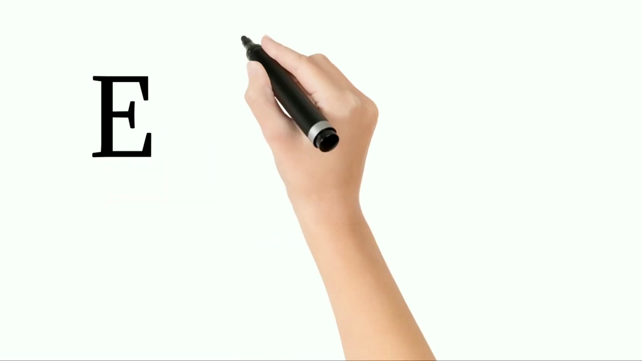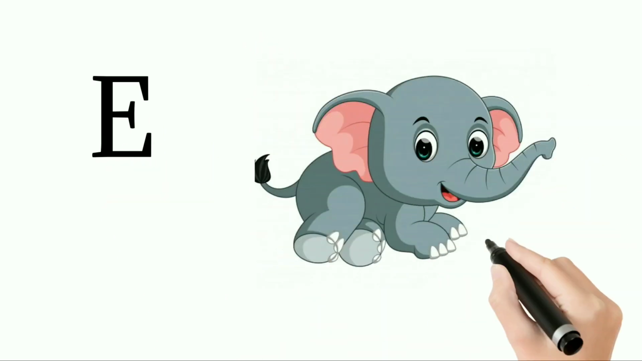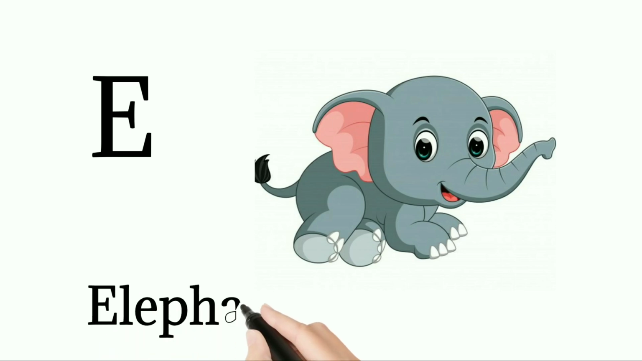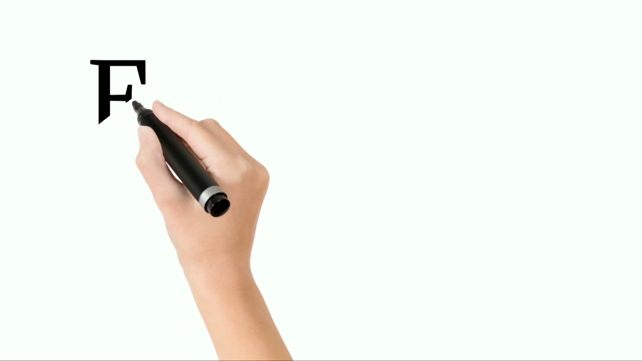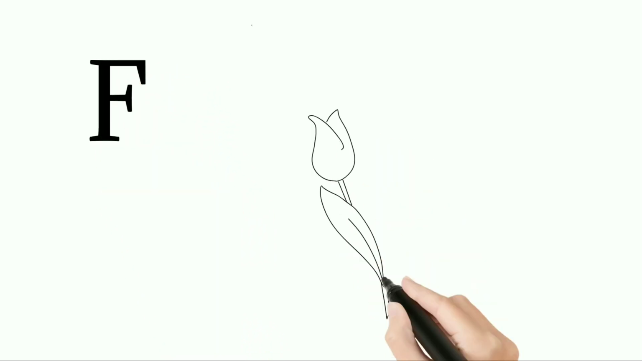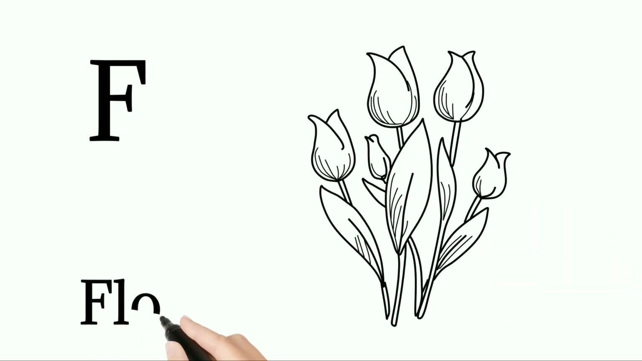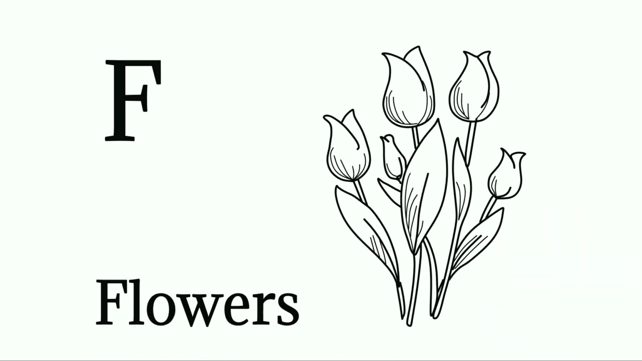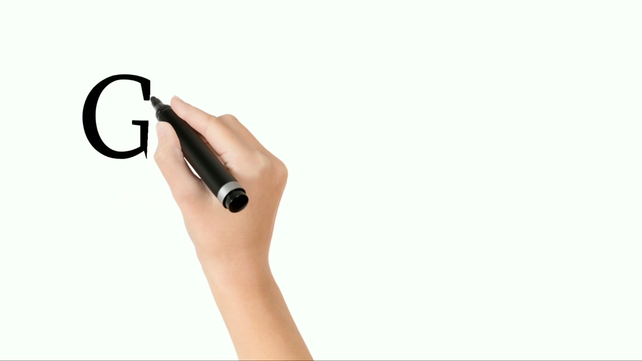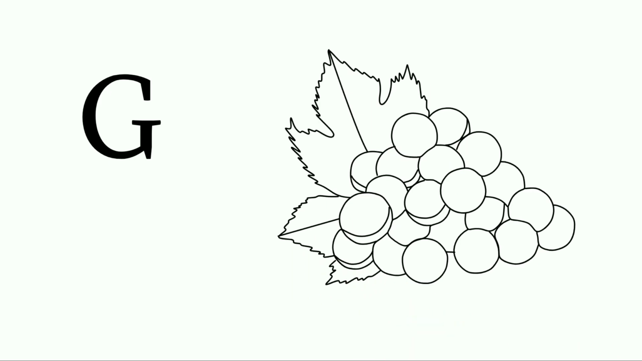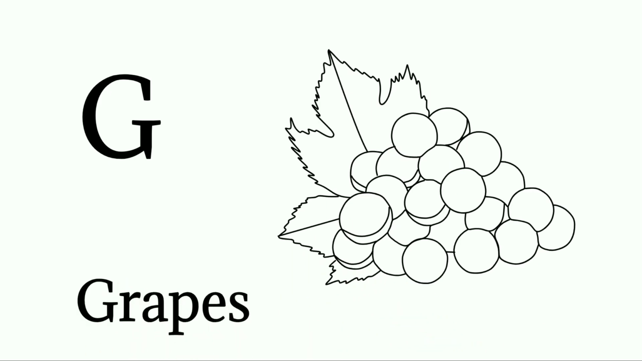E. E for elephant. F. F for flowers. G. G for grapes.